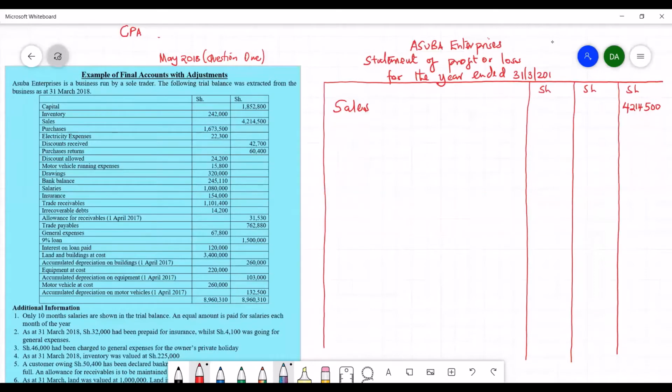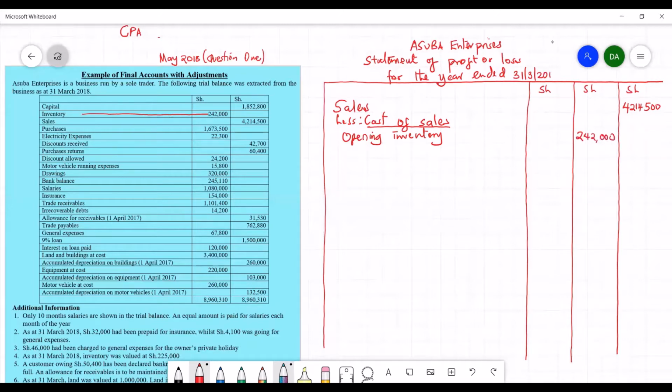In this question, we don't have return inwards or sales return, and therefore we go right away to deduct cost of sales. So we say less cost of sales. And the cost of sales starts with opening inventory or opening stock. The opening inventory is found here. The opening inventory is 242,000. So we have 242,000 as the opening inventory.